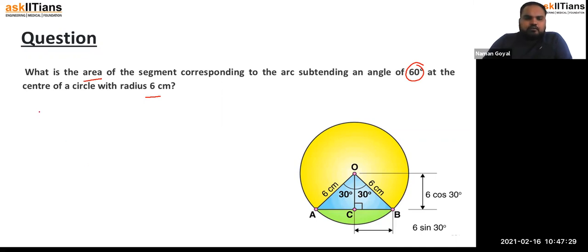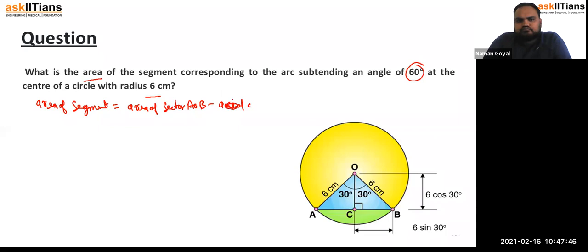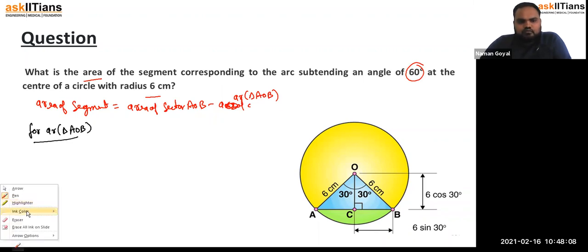So first, we are going to say that area of segment is area of sector AOB minus area of triangle AOB. So first we are going to find the area of triangle AOB. Now let's see what we can do.